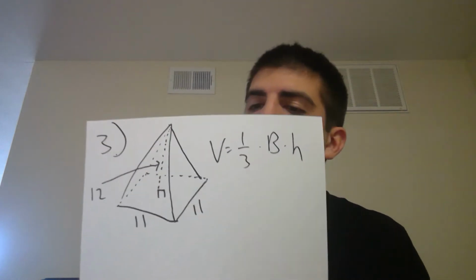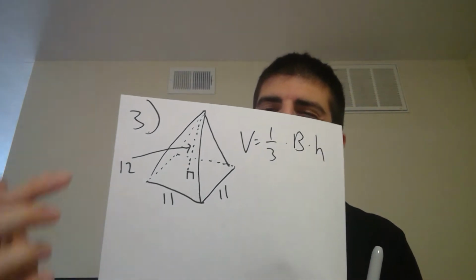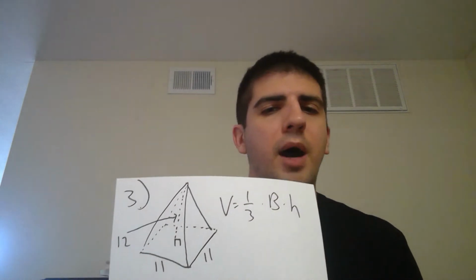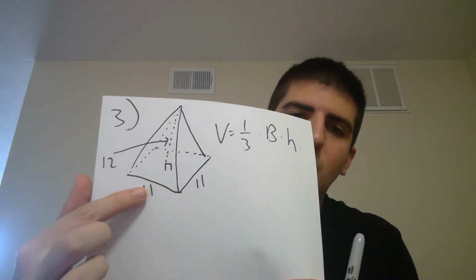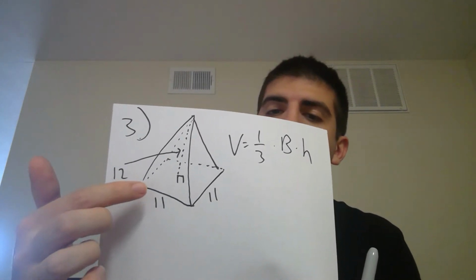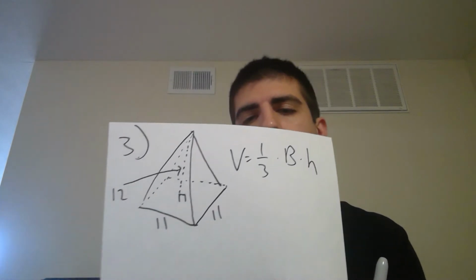So we're on number 3 here. It's a square pyramid. You might say, well, wait, square, I see all these triangles. We identify a pyramid by the shape on the bottom. So because its base is a square, we refer to it as a square pyramid. And you might say, okay, well, again, we're trying to find its volume.